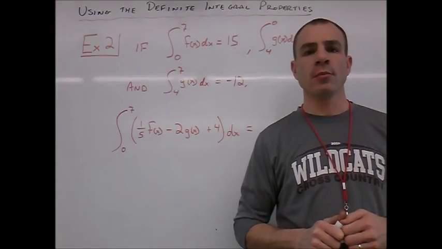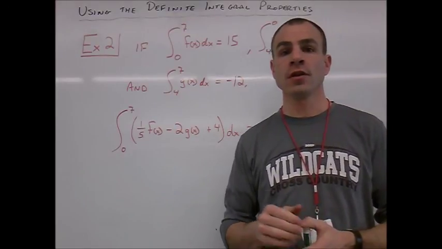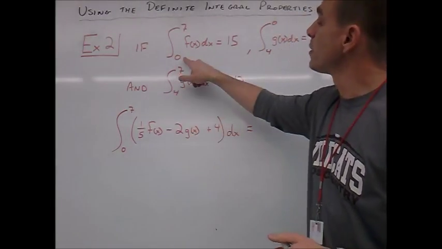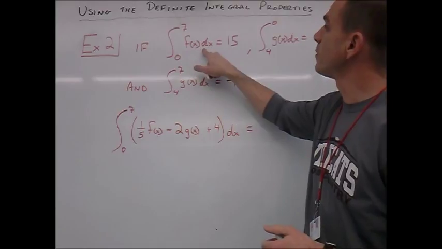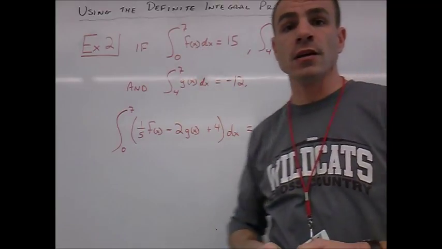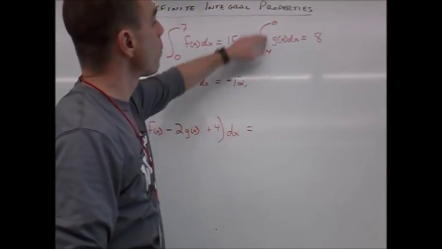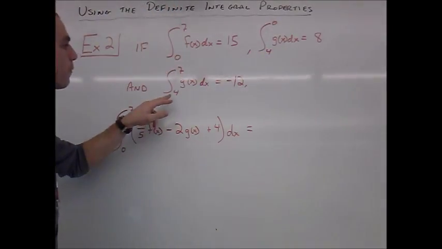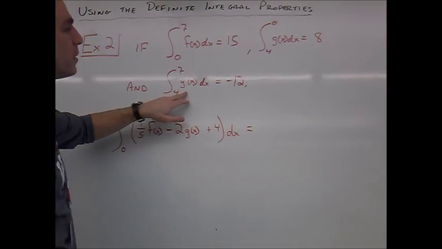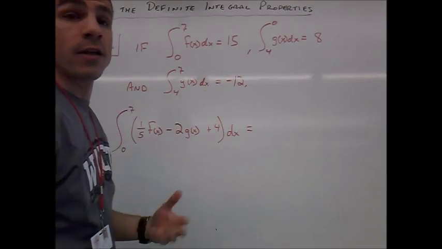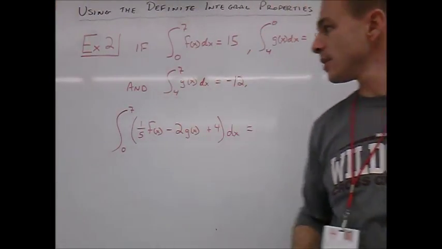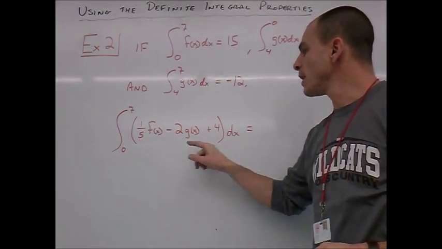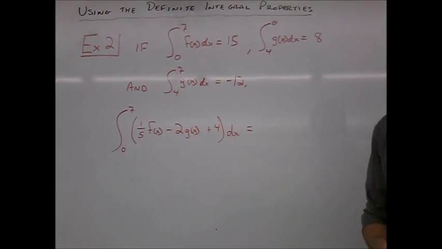Back with the second example here, a little bit more complicated than the first. We've got two functions again, f and g. They are continuous. We know that the integral from 0 to 7 of f of x dx is equal to 15. We also know that the integral from 4 to 0 of g of x dx is equal to 8, and the integral from 4 to 7 of g of x dx is equal to negative 12. That's given to us. Our task is to find the integral from 0 to 7 of 1/5 f of x minus 2g of x plus 4 dx.